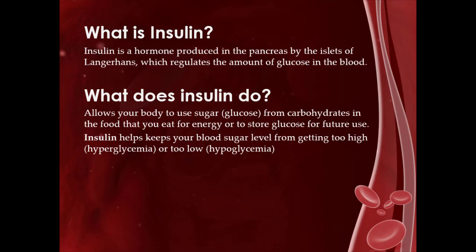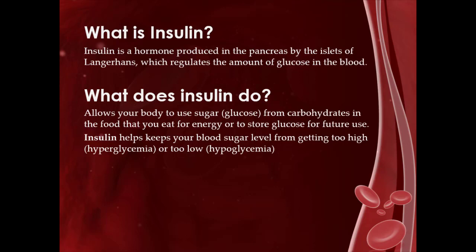Before we dig deeper into the differences between type 1 and type 2 diabetes, I want to briefly focus on the pathophysiology of diabetes. One important key player is insulin. Insulin is a hormone that's made by our pancreas that allows our body to use glucose from the carbohydrates in the food that we eat for energy or to store for future use. Insulin keeps our blood sugar level from getting too high or too low.